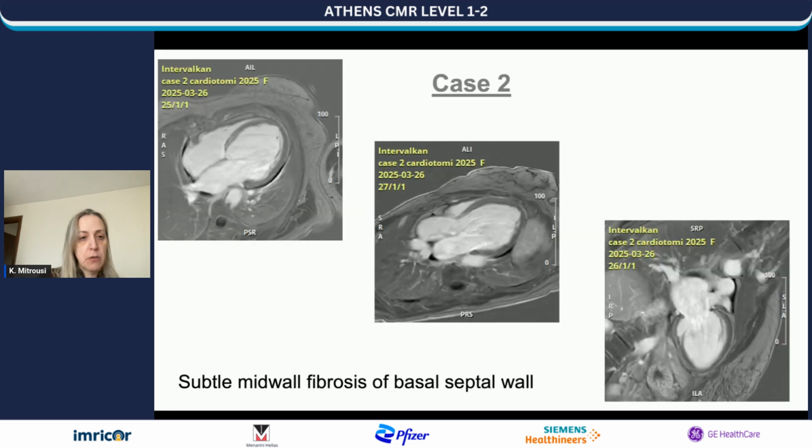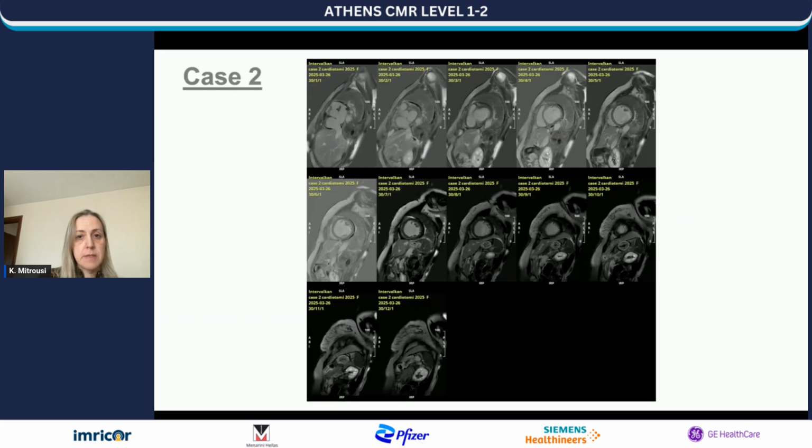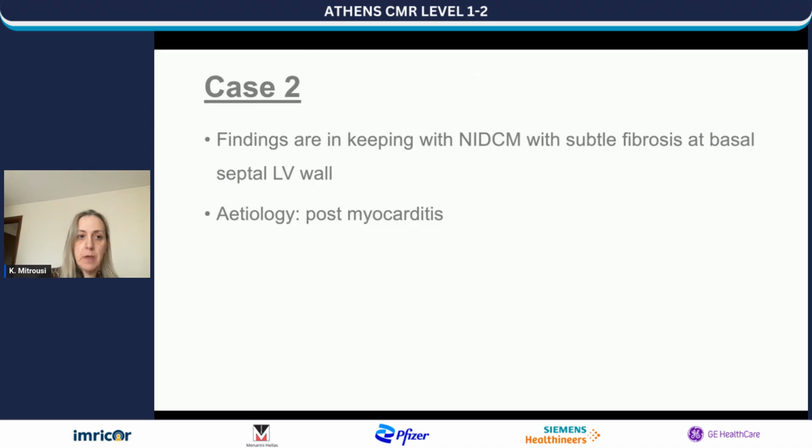After providing gadolinium, as you can see, there is a subtle mid-wall fibrosis of the basal septal wall, seen in the stack images as well. So the findings here are in keeping with non-ischemic dilated cardiomyopathy with subtle fibrosis at the basal septal LV wall, and the etiology most probably post-myocarditis.